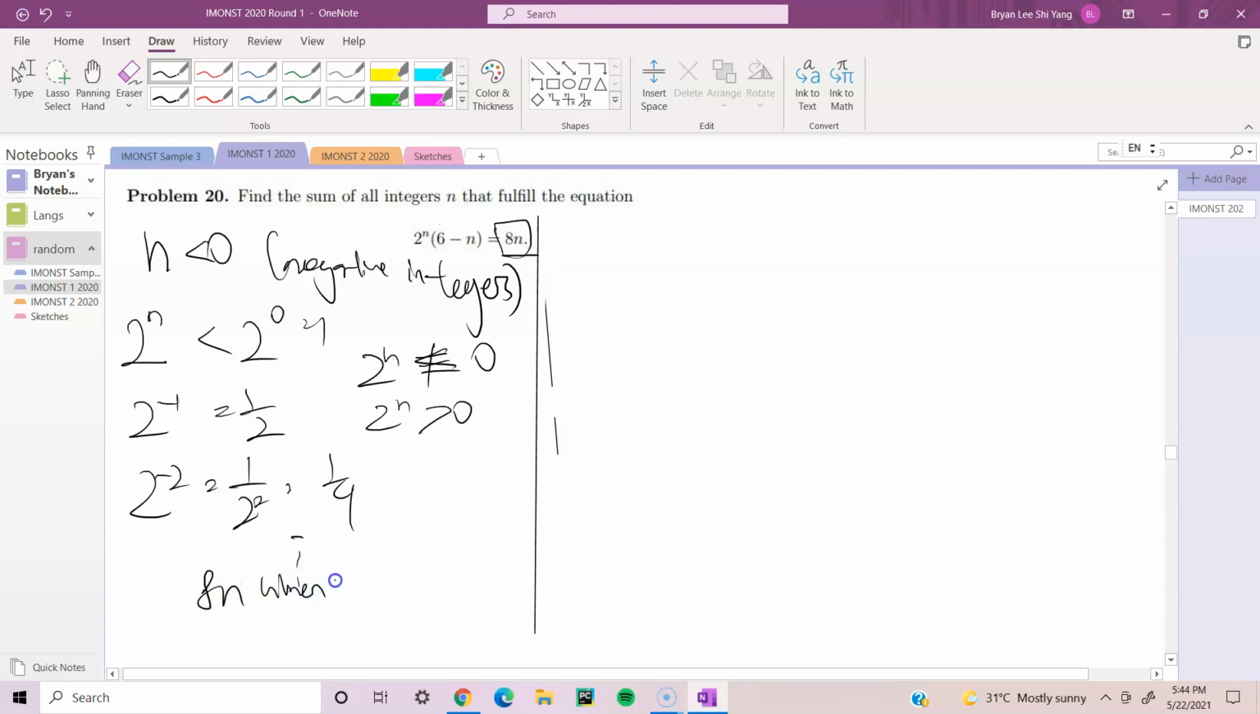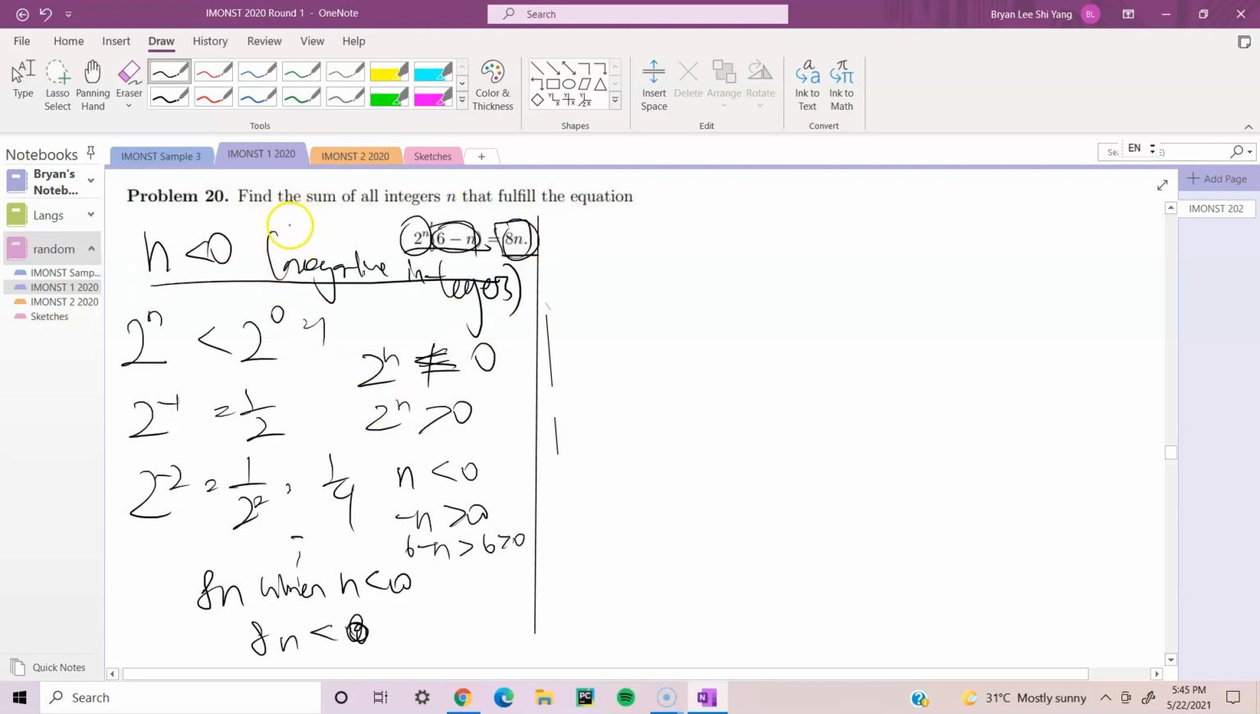So we see that this 8n, when n is smaller than 0, is smaller than 0, because it's multiplying a negative number by a positive number, so it's also a negative number. But then, if n is smaller than 0, negative n would be larger than 0, then 6 minus n is definitely larger than 6, which is larger than 0, right? So we have a positive number here, and a positive number here, but it comes out a negative number. This is not possible, right? So this case where n is smaller than 0 is basically not applicable. Now, we want to go to the second case, which is n is larger than 0, meaning the positive integers.